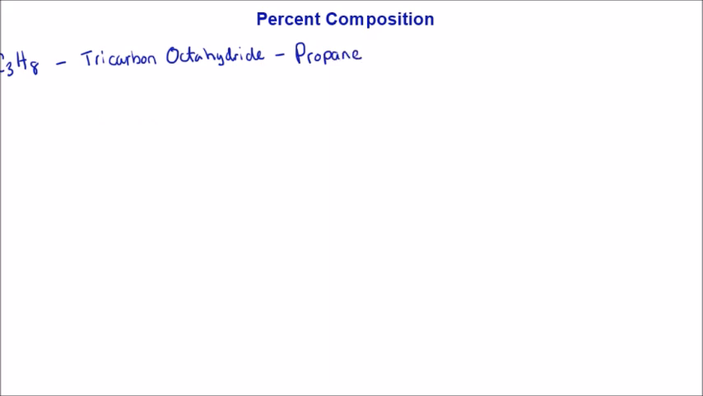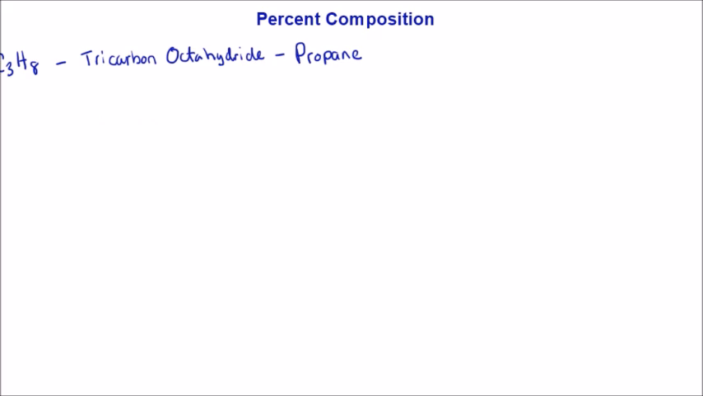Okay, so percent composition would be, for example, if I had 1 kilogram of this propane or tricarbon octahydride, what percentage of that mass would be carbon and what percentage of that mass would be hydrogen. And that's what percent composition tells us. And so I'm going to show you quickly how to calculate that.